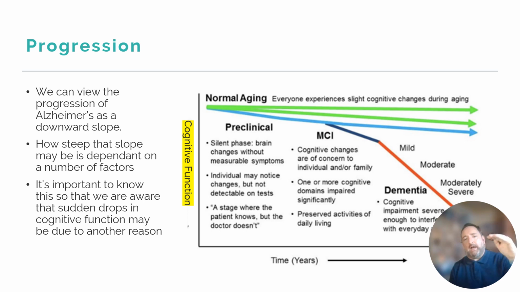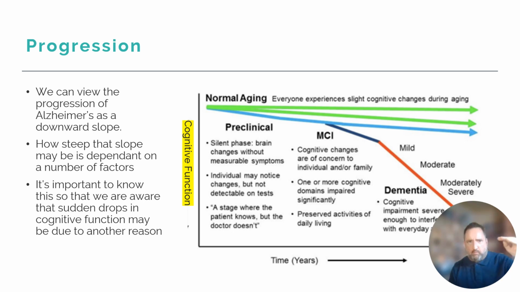When we're talking about the progression of Alzheimer's, it's more of a progressive downward slope, but how steep that slope is for individuals will be dependent on a number of factors. But it's important to recognize that it's usually a progressive slope, because if there are sudden drops in cognitive function, that would suggest that there's maybe something else going on, maybe an infection, maybe dehydration. So again, it's about recognizing that might be the time that you want to call the GP or the NHS helpline. So it's just about being aware of what that progression potentially looks like.